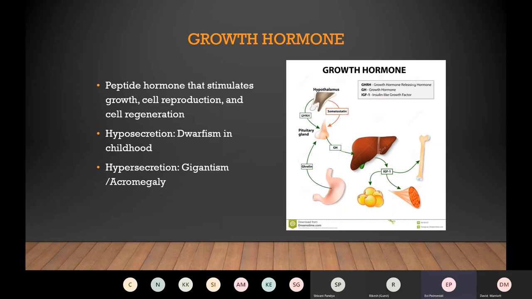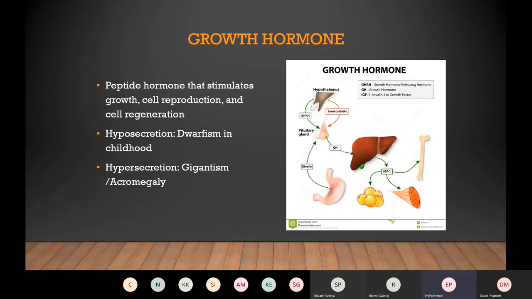Now let's focus a little bit on the growth hormone. It is a peptide hormone. It stimulates in general growth, cell reproduction, and cell regeneration. As we see in the picture on the right side, the hypothalamus secretes GHRH, which acts upon the pituitary gland, which secretes growth hormone, and then mainly through the liver, it activates the synthesis and secretion of insulin-like growth factor 1, which actually acts upon the bones, the muscle, and the fats. I have to say here that there's also somatostatin. This is one of the inhibitory hormones that we discussed earlier, and it actually inhibits the release of growth hormone from the pituitary gland.